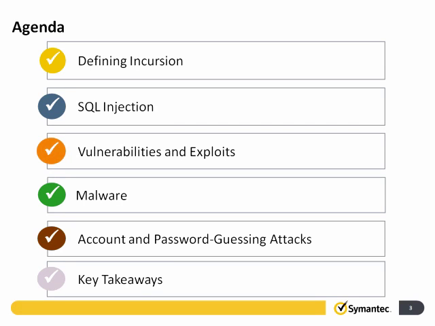In this module, we will first define incursion as a breach stage and briefly touch on the general methods for gaining access. In the next section, we will touch on SQL injection as an attack method and explain how SQL injection attacks can be used to perform a number of different activities which compromise an organization's system and data. Next, we will explore the vulnerabilities and exploits which put organizations at risk every day, then move on to talk about malware. In the fifth section, we'll briefly discuss account and password guessing attacks, then end the module by reviewing the key takeaways.